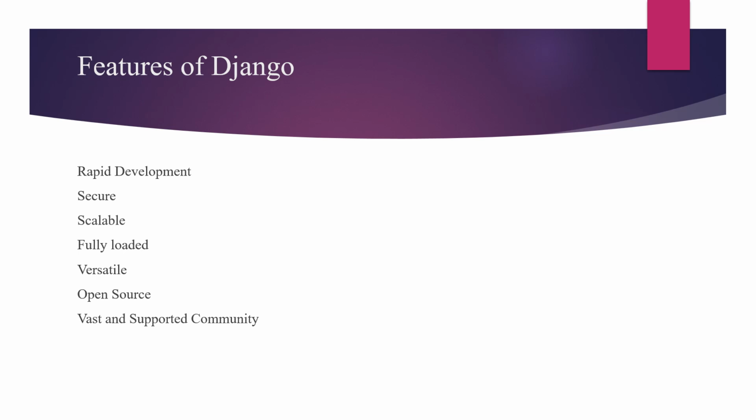First one, rapid development; second one, secure; third one, scalable; fourth one, fully loaded; fifth one, versatile; sixth one, open source; seventh one, vast and supported community. Now we will see one by one in detail.